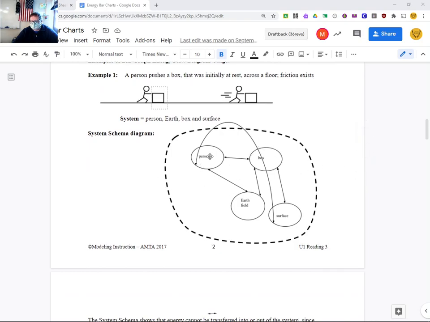See how all the objects, the person, the earth, surface of the floor, and the box, they're all inside of this? That's what we call a closed system. A closed system means that the energy stays inside of this outline the entire time. No energy is going to leave this. At any point, while this person's pushing the box, the energy is either in the person, in the box, in the gravitational field, or in the surface, the floor. That's the only places energy can be. So this is what makes that a closed system.